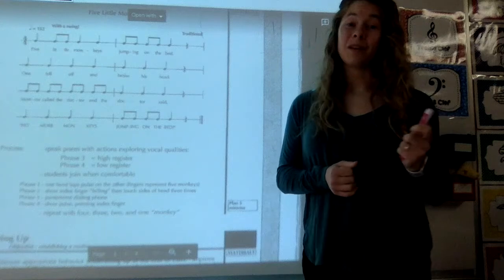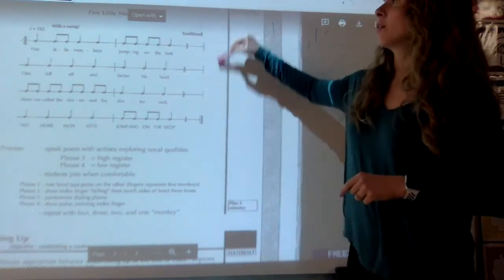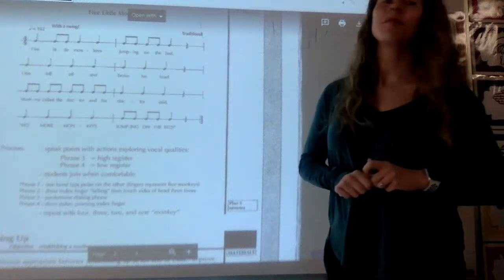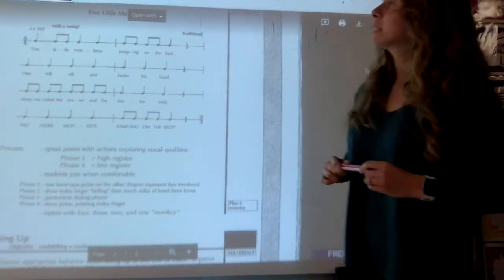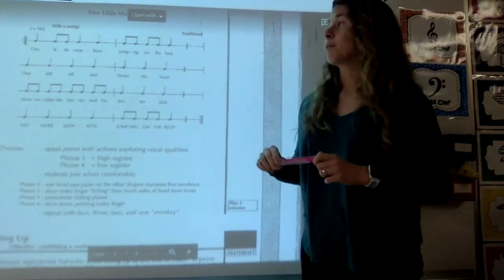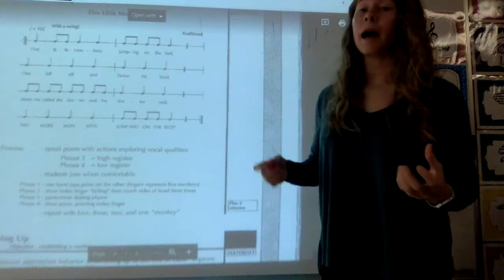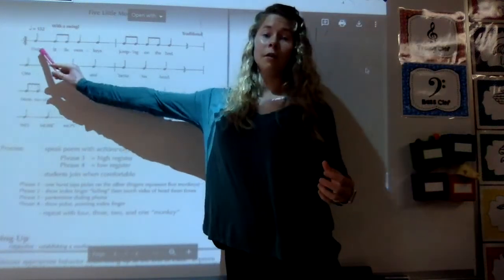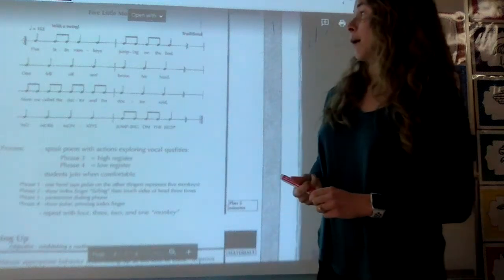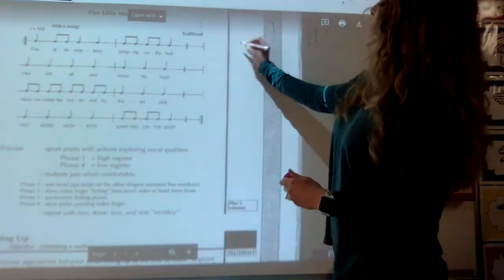One of the things I sent home in your packet was the little poem about five little monkeys. Now, you guys have probably heard this one before, but today we're going to talk about the different rhythms in it. So far in class, we have learned about taws. This would be a taw right there. We've learned about titis.